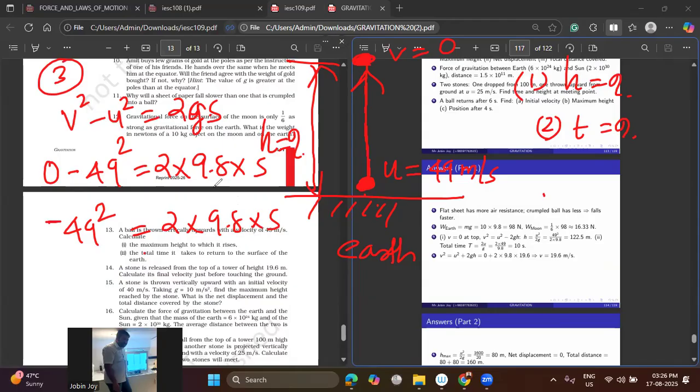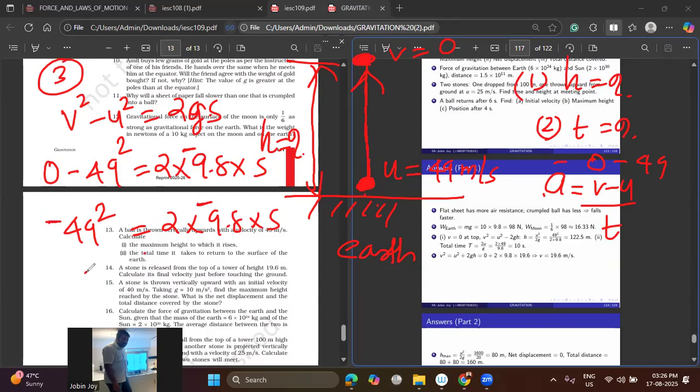Here, what is the acceleration? Is it positive or negative? Minus, right? Because what is the equation of acceleration? V minus u divided by t. Here, the final velocity is 0 and the initial velocity is 49. So 0 minus 49 means the acceleration is negative. So the acceleration is minus 9.8. So this minus and minus cancel.